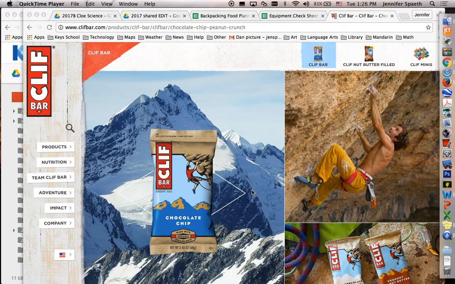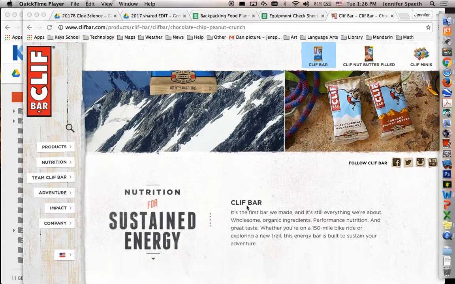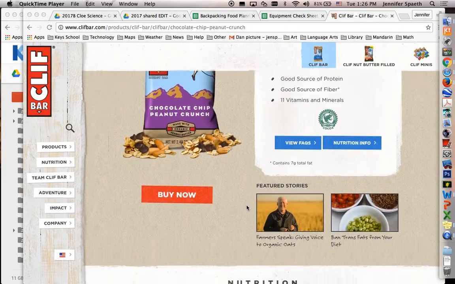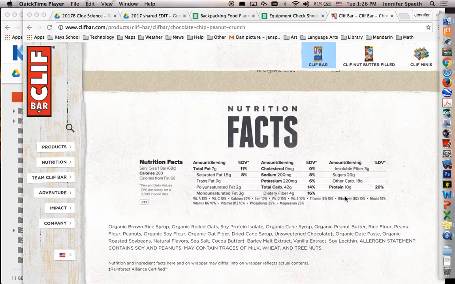Okay, here is a video to show you how to start working on your food planning document. So I just pulled up the Clif Bar chocolate chip, and again, you can get nutritional information about a lot of foods online. So here's some information about it. In here it says that the serving size is 1 bar and it's 68 grams.